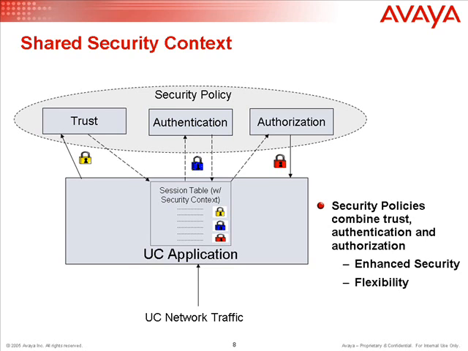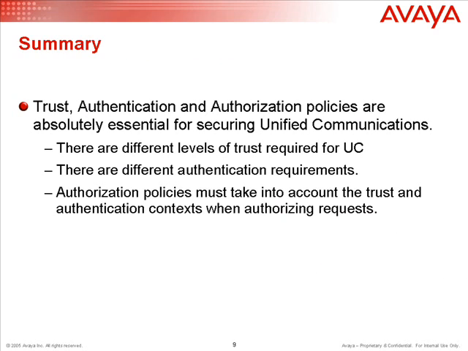In summary, trust, authentication, and authorization policies are absolutely essential for securing unified communications. There are different levels of trust required. There are different authentication requirements, and authorization policies must take into account the trust and authentication context when authorizing requests.